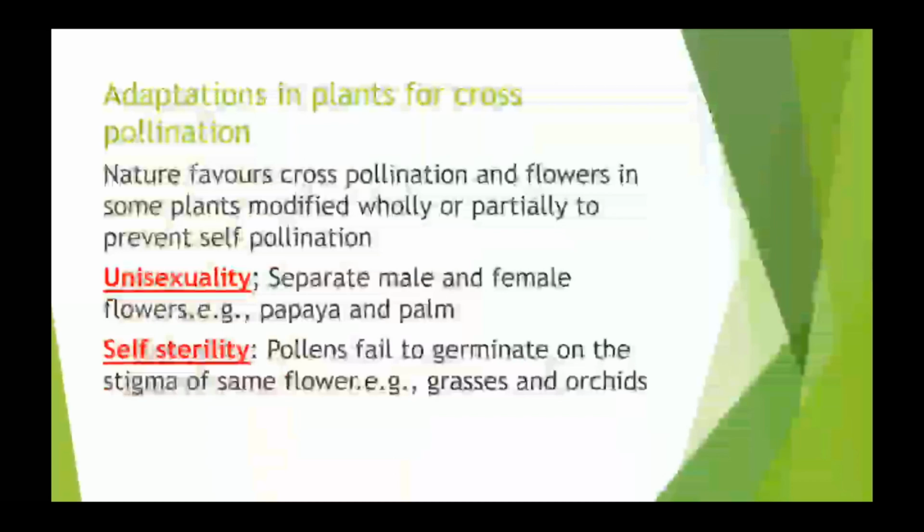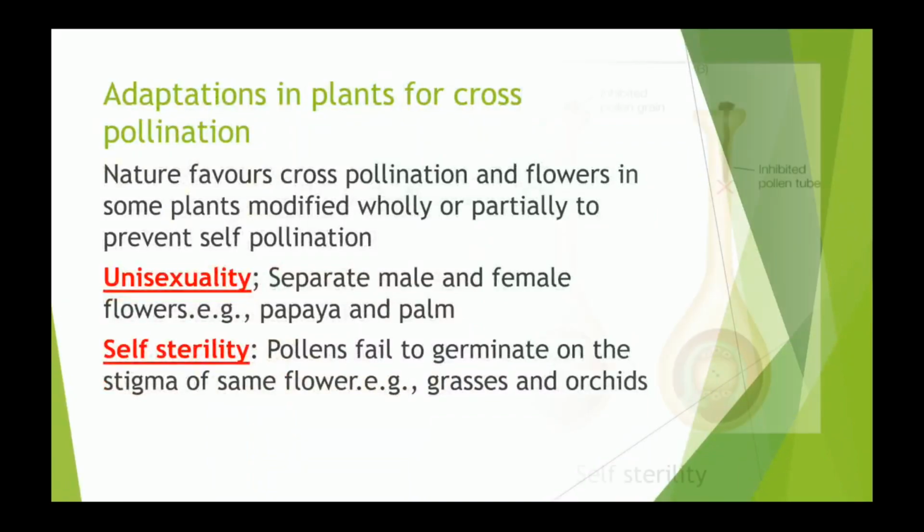Then the second one is self sterility. Self sterility means that the pollen grains fail to germinate on the stigma of the same flower. If it is the same flower, these pollen grains do not germinate, but they germinate even when they are deposited on another flower of the same species.